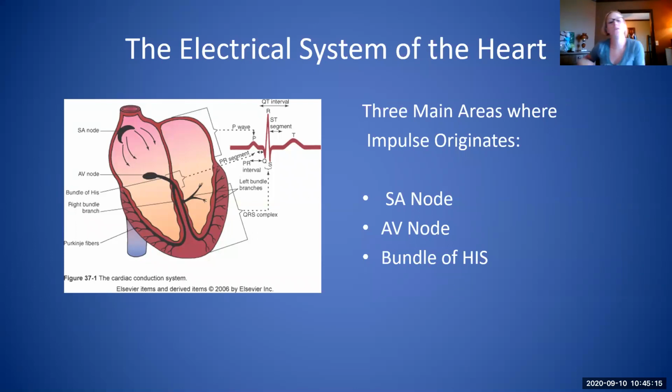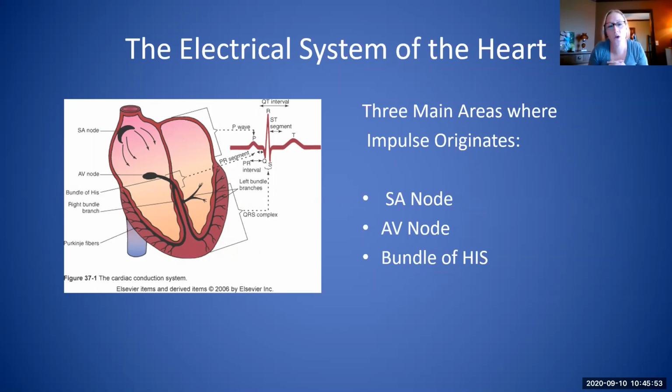And then your bundle of His goes down to your ventricles. It can go to the right ventricle, and then it goes to the left ventricle. These then branch off into your bundle branches, or your Purkinje fibers off your bundle branch. If you've ever heard that a patient was diagnosed with a right bundle branch block or left bundle branch block, that is where it's occurring. There's a block somewhere in that electrical system of the heart, so it has a slowed response.